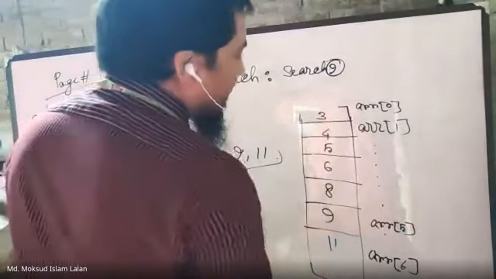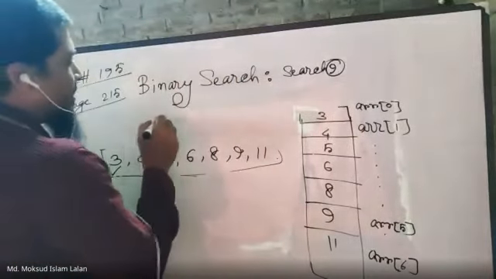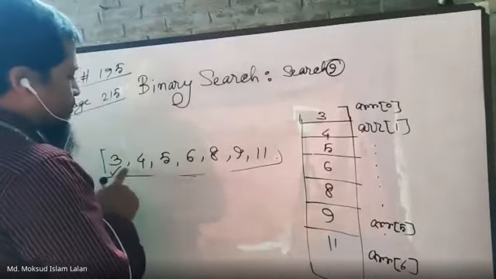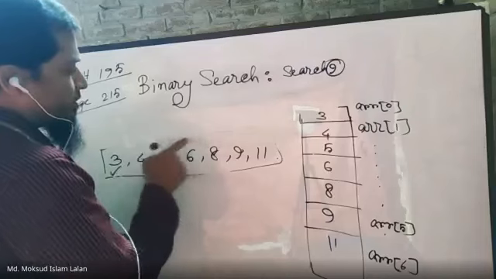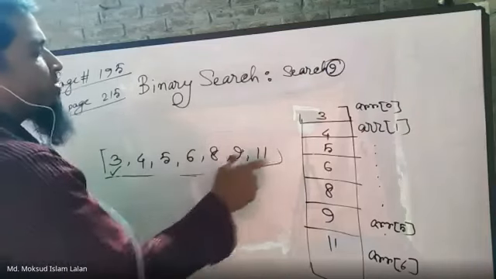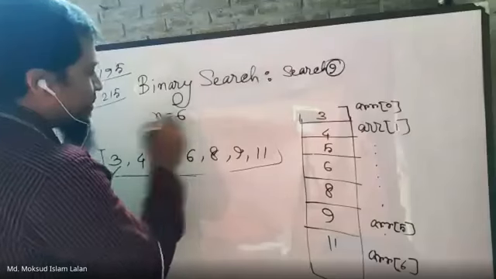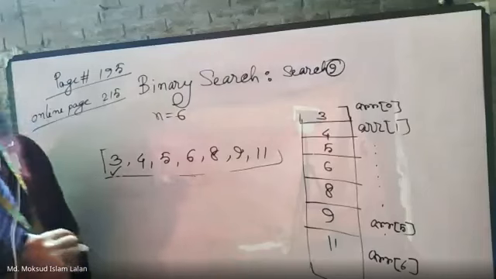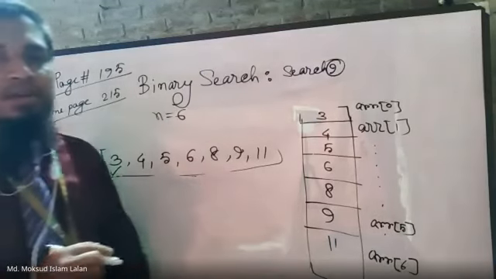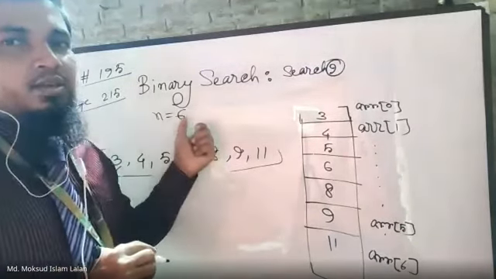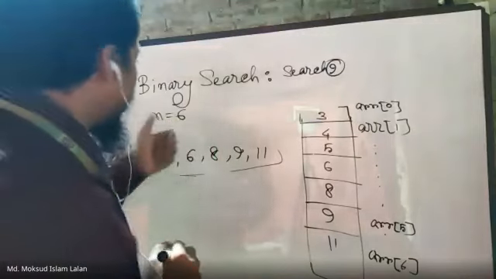So for this, you need to declare an array, right? Here ARR6. So here n equals to what? How many numbers? How many arguments? Sir, 7. So n equals to what? 6, right? Yes, sir. N equals to 6.